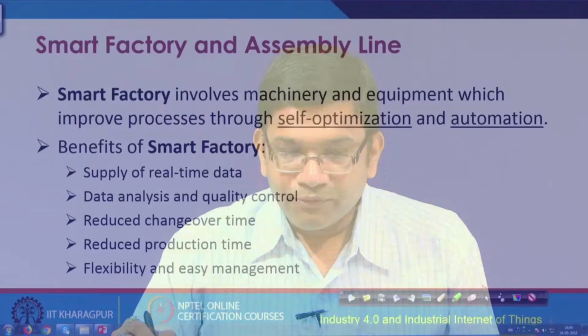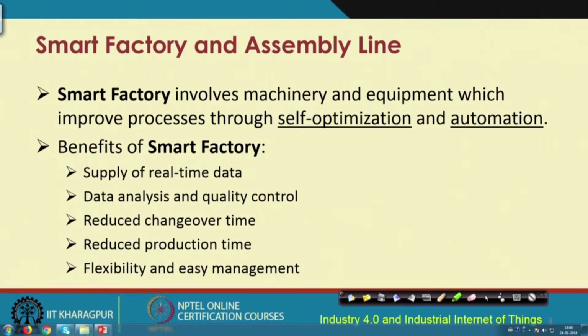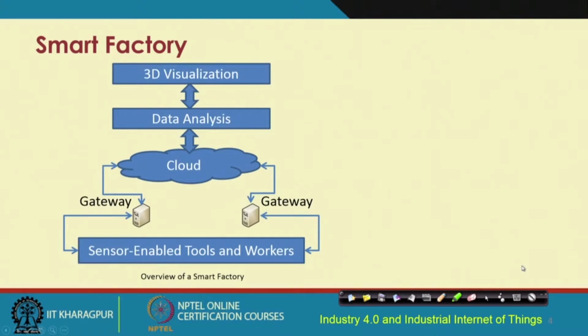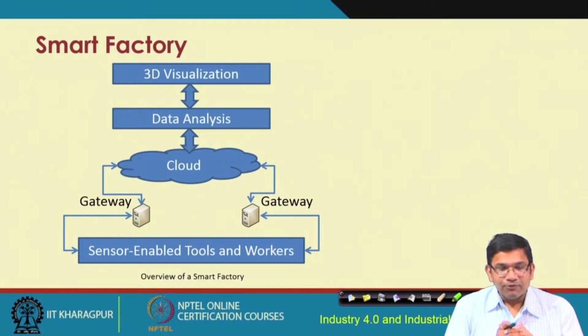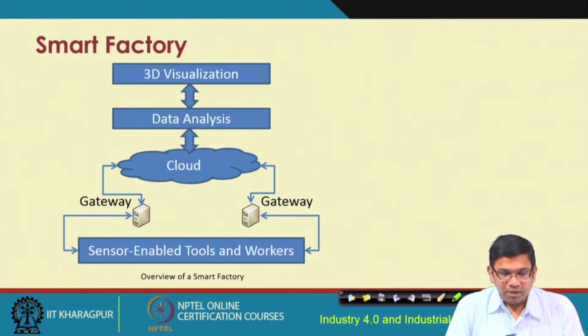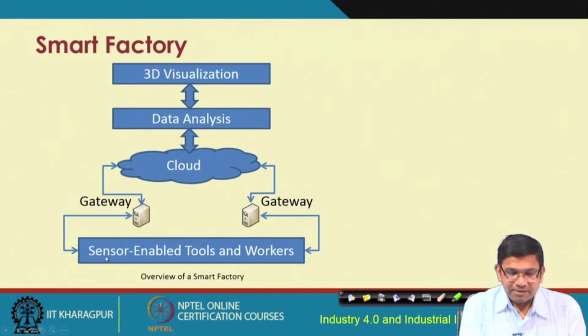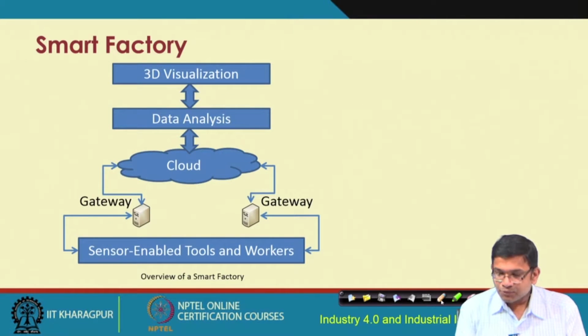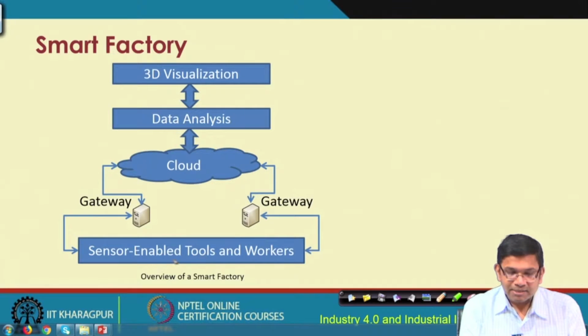Having understood this, let us now proceed further. We have already seen the different benefits of having a smart factory. Let us now look from a different perspective at how this smart factory is going to work. At the very bottom we will have sensor enabled tools and workers. This is what I was telling you earlier, that your devices are going to be sensor enabled. This is understood in a manufacturing plant, in a factory, but not only these tools and devices, also the workers are going to be sensor enabled.